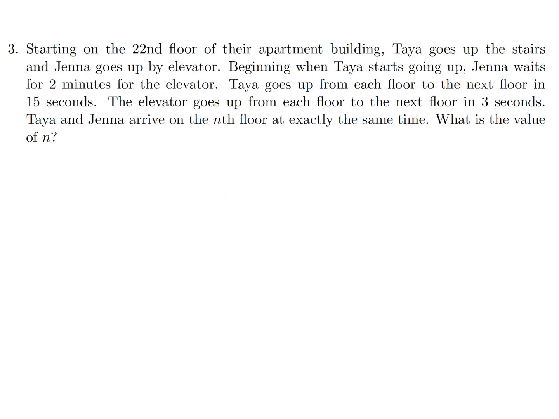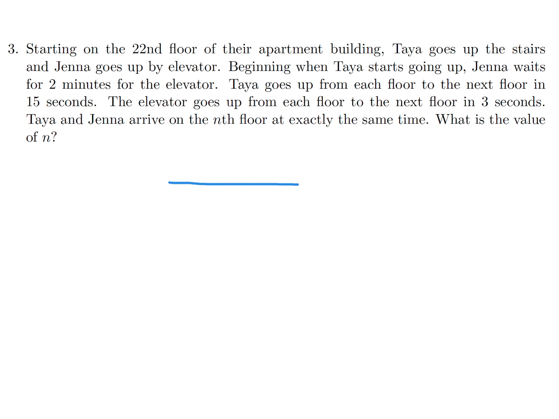Starting on the 22nd floor of their apartment building, Taya goes up the stairs and Jenna goes up by elevator. Beginning when Taya starts going up, Jenna waits for 2 minutes for the elevator. Taya goes up from each floor to the next floor in 15 seconds. The elevator goes up from each floor to the next floor in 3 seconds. Taya and Jenna arrive on the nth floor at exactly the same time. What is the value of n?